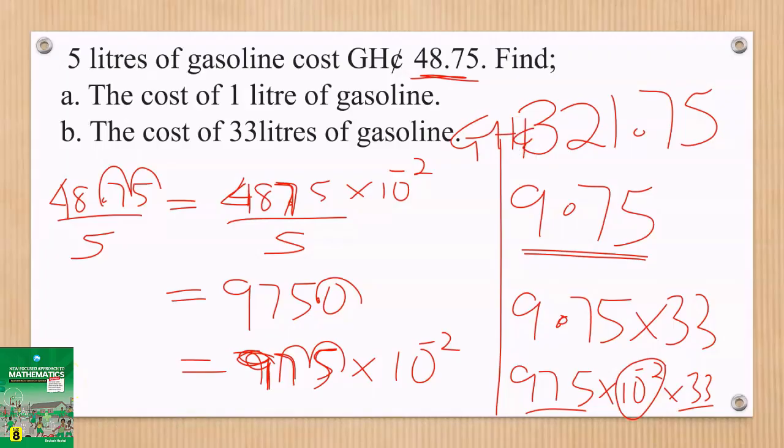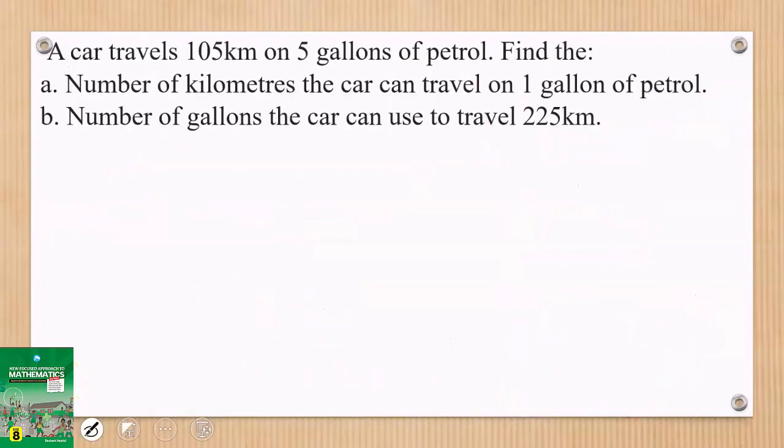Let's try another example and see. A car travels 105 kilometers on 5 gallons of petrol. Find the number of kilometers the car can travel on 1 gallon. Then we want to find the number of gallons the car can use to travel 225 kilometers.